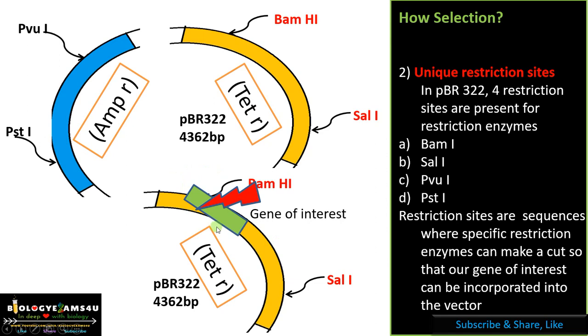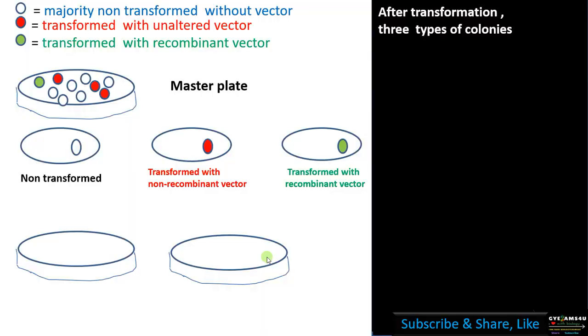Once the gene of interest is inserted into this tetracycline gene sequence, then this gene is no more functional. This is called insertional inactivation. That means inactivation of a gene upon insertion of another gene within that gene. This gene of interest, once inserted, will disrupt the continuity of this tetracycline resistance gene sequence, making it non-functional. This insertional inactivation actually helps in selection of recombinant colonies. Now let us see how.